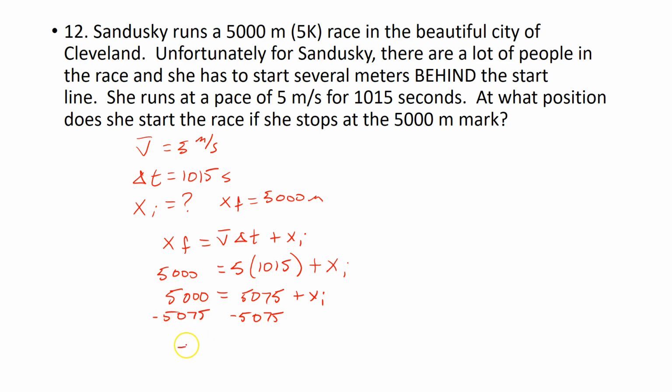And when I do that, I'm going to get negative 75 meters is equal to my initial position. Notice that it is negative, and that's because this is the start. This is the finish, and we know from here to here is 5,000. She actually had to start at this point, which was 75 meters or negative 75 meters. That's the position for where she started. So she had to run an extra 75 meters in this race.